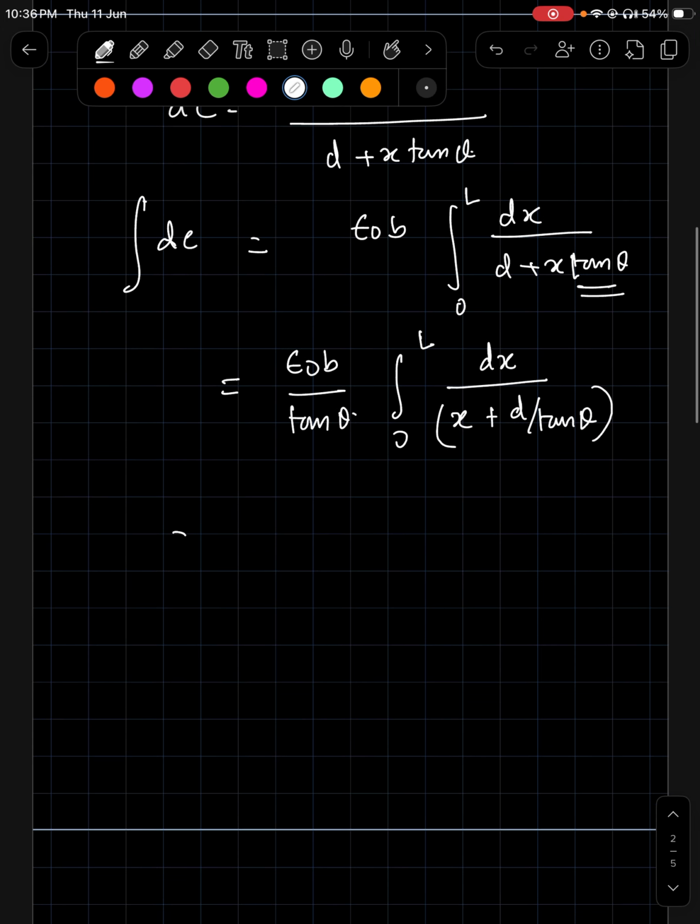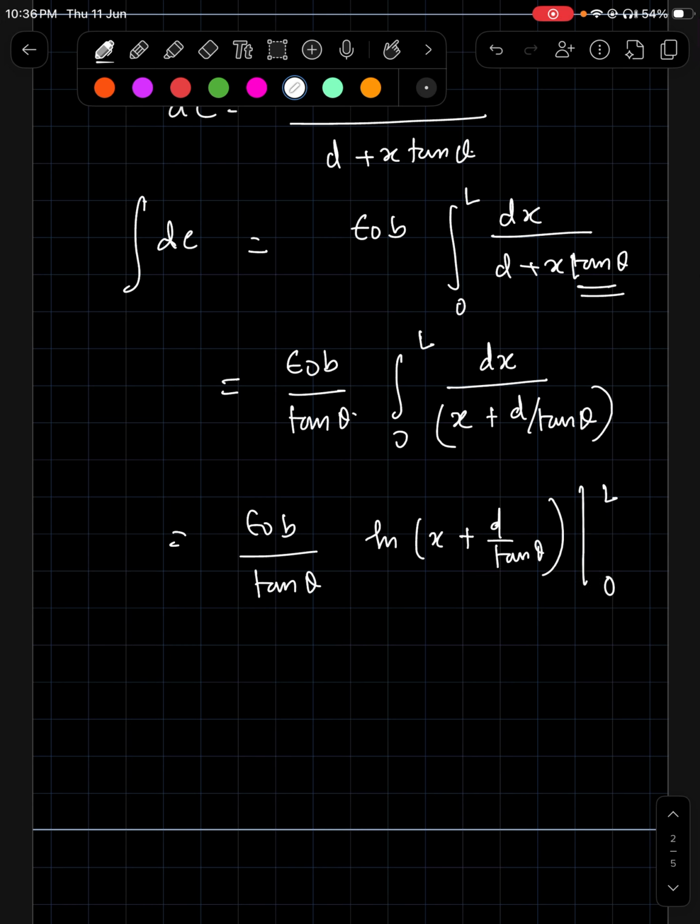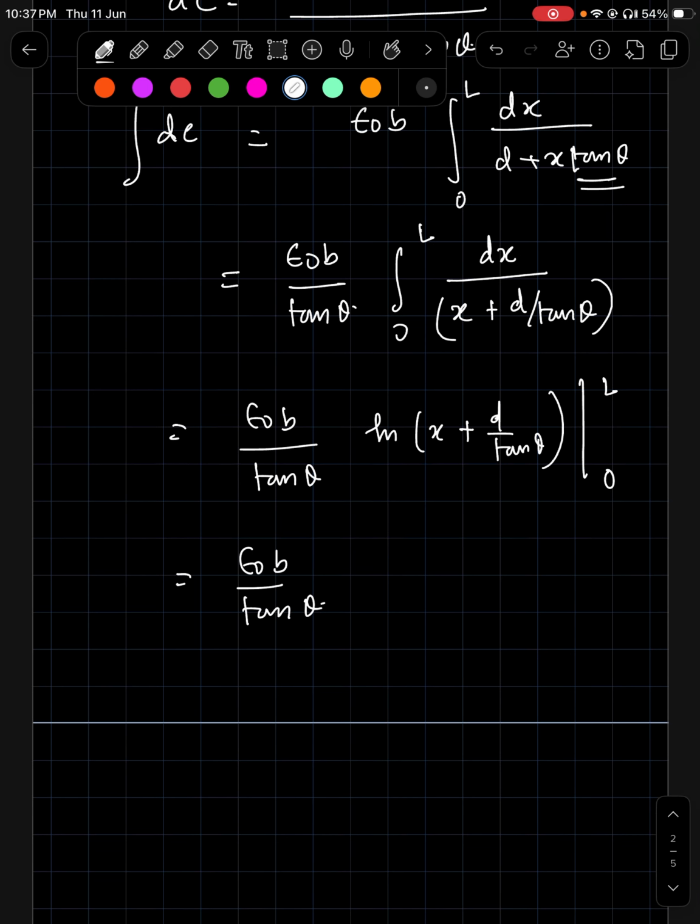So this integration gives us the well-known result, that is ln(x + d/tan θ), with upper limit L and lower limit 0. Now using the fact that log A minus log B is log A by B, I first put the upper limit, so that is ln(L + d/tan θ), minus ln, putting 0 in place of x, so it becomes ln(d/tan θ).